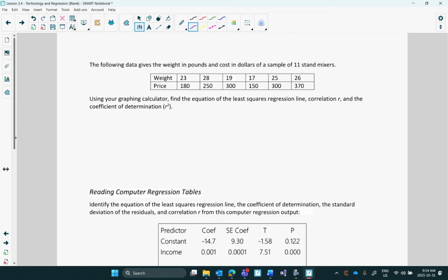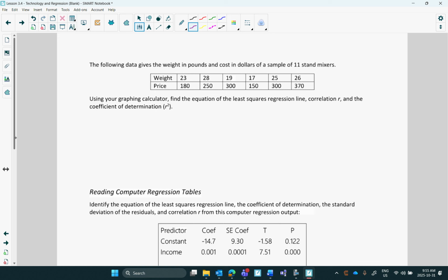You may already have numbers in there from what we did before. So if you want to clear those numbers out in one shot, highlight L1, hit clear, and enter. And it'll take out all the numbers. Highlight L2, hit clear, and enter. It'll take out all those numbers.